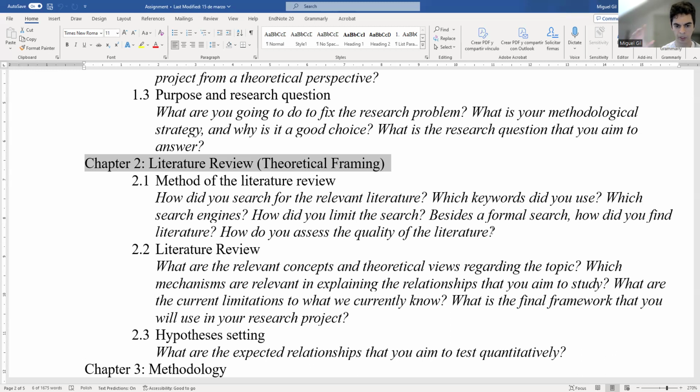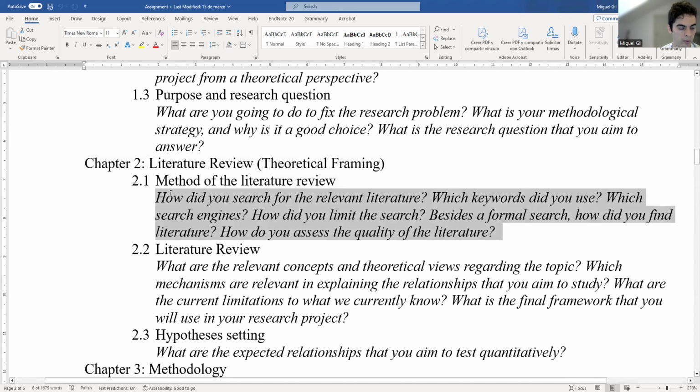You can also include the Prisma figure. Again, go to the lectures. If you don't remember, watch the video where I explain the Prisma figure, where it shows how the search is done. I think it's very effective. So give it a try again, and this shouldn't be that long. I would say 2 paragraphs.